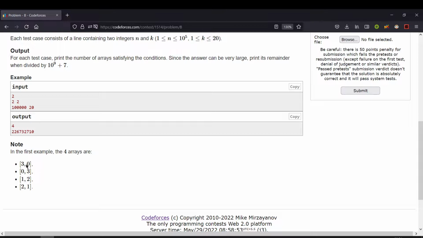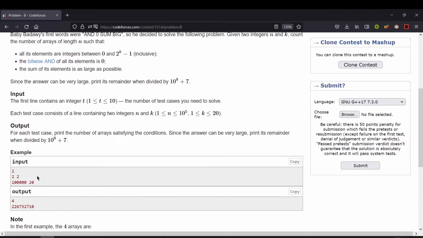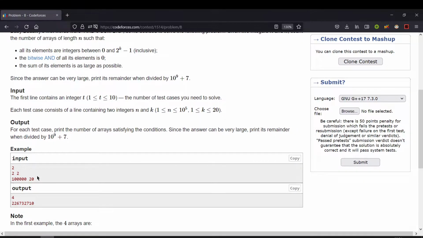Okay, maximum sum is 3. If we had to get an AND value of 0, then we're getting a sum of 2 to the power k minus 1. Is it? Okay, what can I do for this? Okay, the thing is, the AND value should be 0, right? Let's construct it like this.